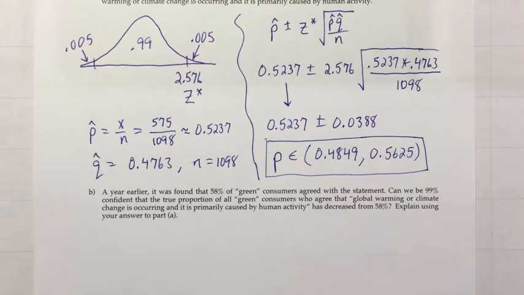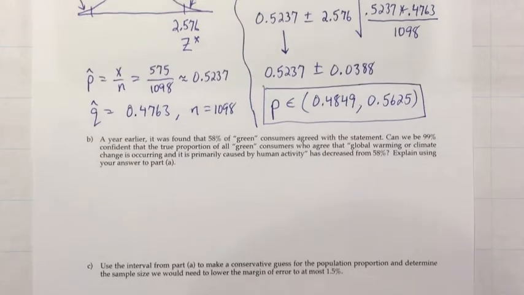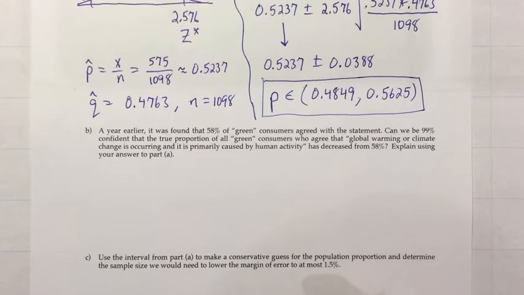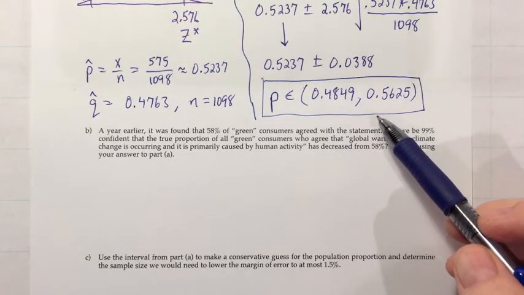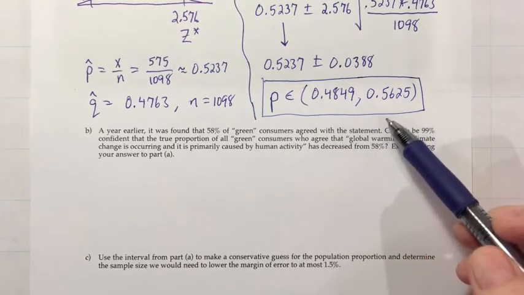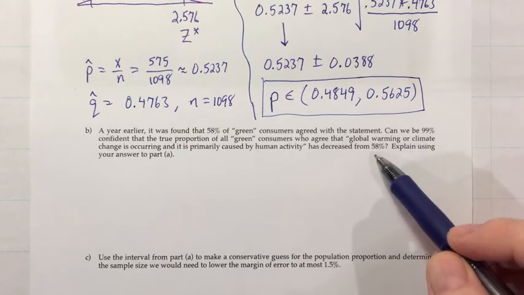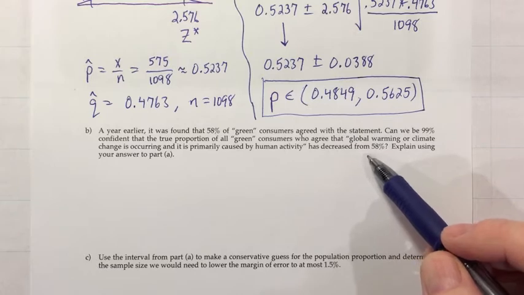All right, and now moving on to part B. A year earlier, it was found that 58% of green consumers agreed with that statement. Can we be 99% confident that the true proportion of all green consumers who agree with the statement has decreased from the 58% that it used to be? Explain using your answer from part A. So here's our answer. So looking at that answer, does it seem like 58% is still a reasonable possibility for the truth, or does it look like it has decreased?